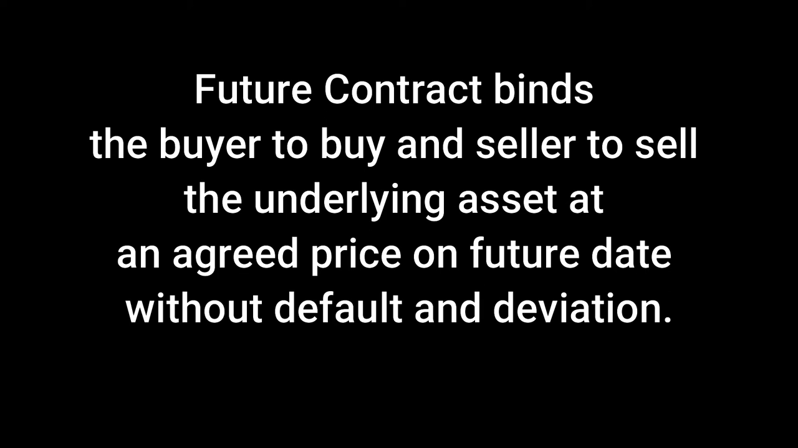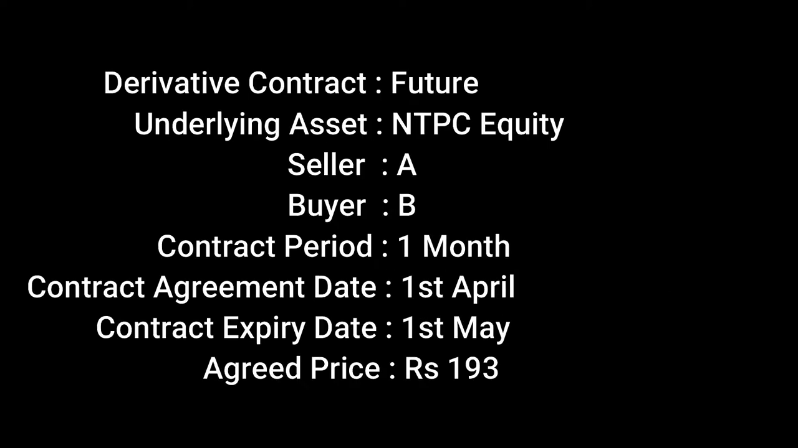So what do this predetermined price and date mean? Mr. A, Mr. B, A wants to sell, B wants to buy. Followed? So they enter into an agreement, which we call a financial derivative. So what is this agreement all about? Mr. A says, I will sell NTPC at 193 rupees. How many? 1000. Mr. B says, I will buy NTPC for 193. How many? 1000. So predetermined price, agreed?